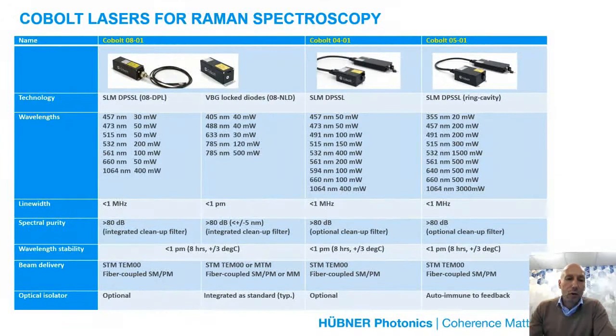So speaking of Cobolt, I will tell you a little bit more about what lasers suitable for Raman spectroscopy are offered on the Cobolt product line. On the Cobolt product line we have several different product platforms with performance suitable for Raman spectroscopy. We have the Cobolt 08, 04 and 05, and they're slightly different in their package dimensions and their electronics. The 08 lasers have self-contained electronics and compact format, and the 04 have separate controller electronics.